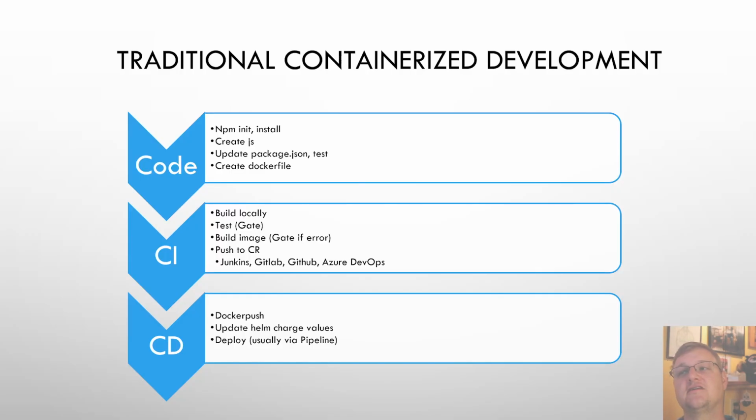So the traditional containerized deployment started with coding, npm init, install. You'd create your JavaScript files. You might update your package JSON test, add a test and a run and different invocations, and then you'd create your Docker file.